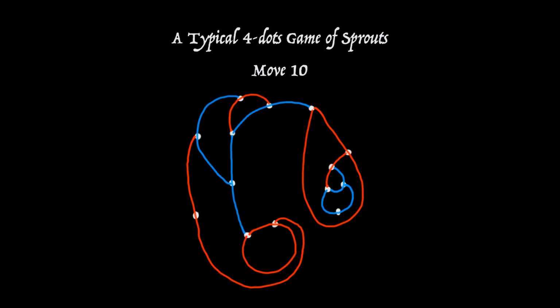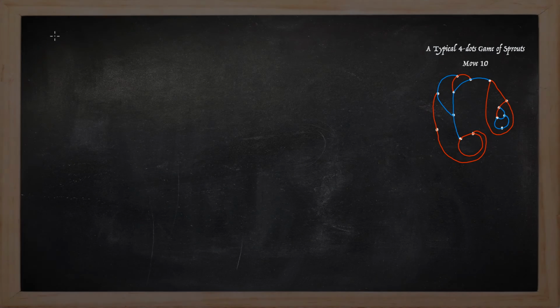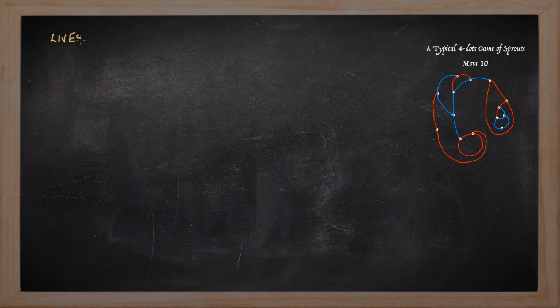Now, could it have had 11 moves? Would it have been possible to have 12 moves? Or could a Sprouts game go on forever? Well, that's the question we're now going to investigate. And we're going to do that by examining a concept called the lives left of a dot.